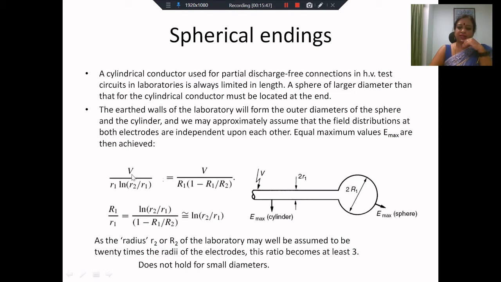So therefore, Emax for the cylinder is equated with Emax for the sphere, which gives me V by r1 ln R2 by r1. These are of course both at the same voltage because it's the same conductor. Capital V by r1 ln R2 by r1 is equal to capital V by capital R1 times 1 minus capital R1 by capital R2. I can get rid of V from both sides, cancelling out. So capital R1 by small r1 is ln R2 by r1 divided by 1 minus R1 by R2.